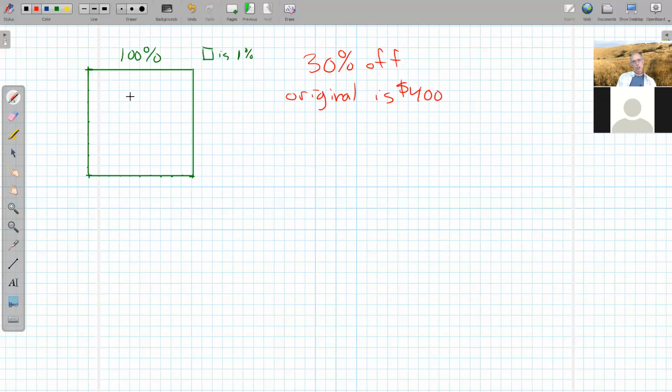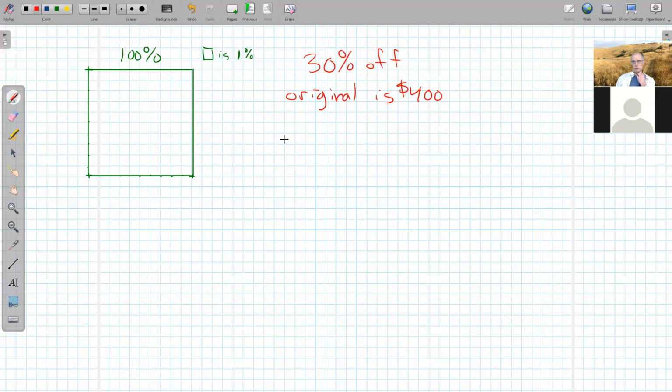Now, since there's 100 squares in there, again, that's why I don't always like to use this one. Each square can be worth a certain amount. So if there's 100 squares in here and the original price is worth $400, how much is each little square worth? Chat, anybody with me? How much is each little square worth if the whole original is worth 400?